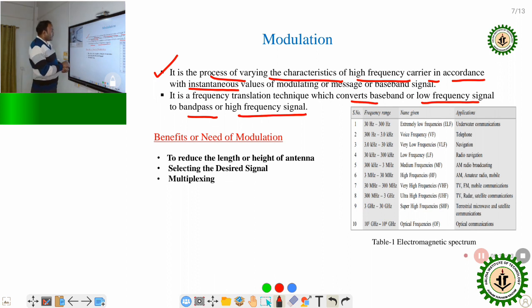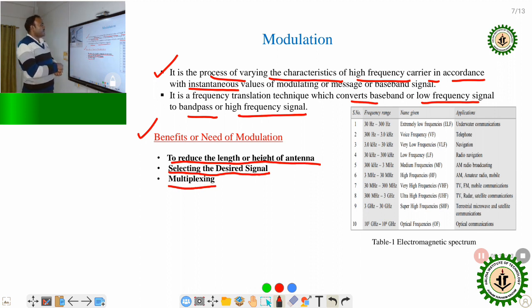Now the question is, what are the uses or benefits of this modulation technique? The first one is that it can be used to reduce the length of the antenna height. Second, it allows selection: you can use modulation to select the proper desired signal which you want to receive at the receiving end. Last one is multiplexing. So these are the major advantages of modulation techniques in the communication system.